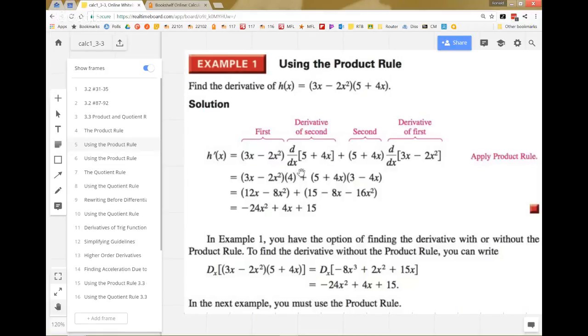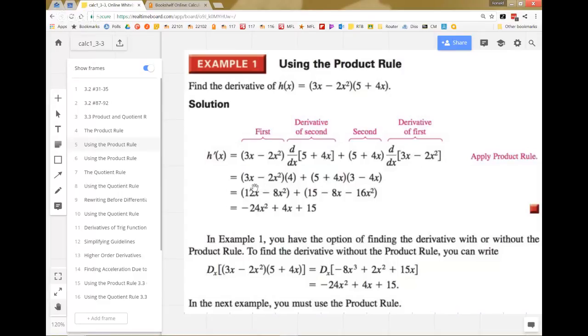Now, by the way, you haven't seen this, but this d dx is a way of saying the derivative of. So this reads again, the first times the derivative of the second. We actually haven't done anything yet. We're just saying times the derivative of the second plus the second times the derivative of the first. So this turns out to be useful notation for an example like this.